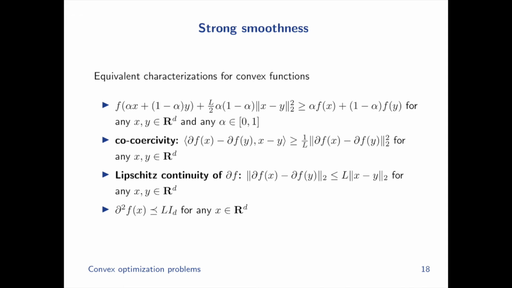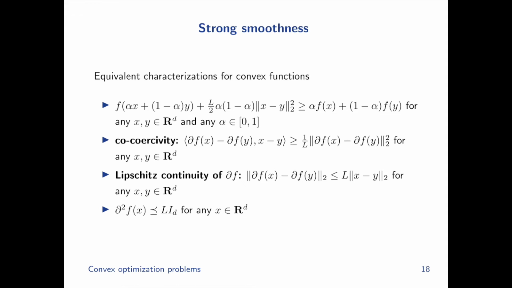The next first order characterization is perhaps the one that's most familiar to you guys. What it basically means is that the gradient is Lipschitz continuous with respect to the Euclidean distance. This is probably the most common characterization of strong smoothness, but the most useful one again is the quadratic upper bound for the function. Okay, and the last one you've already seen. This is the second order characterization. What it means is that there's an upper bound on the curvature of the Hessian.